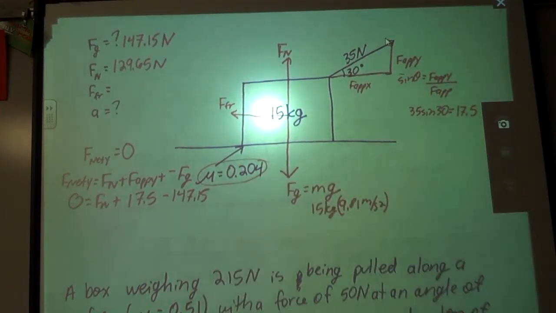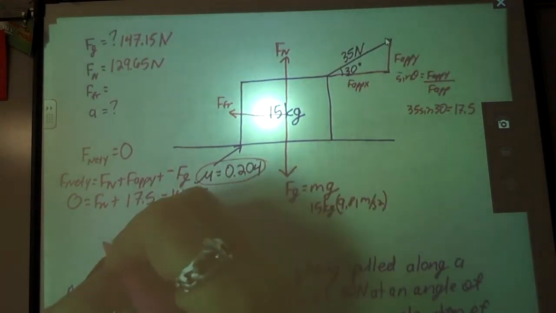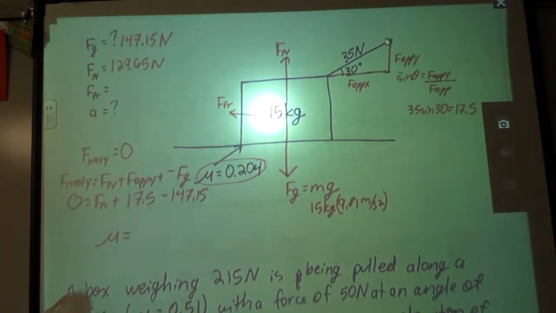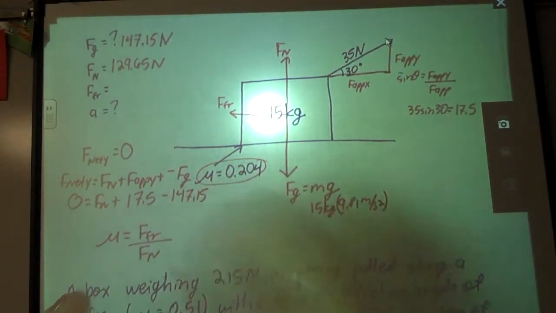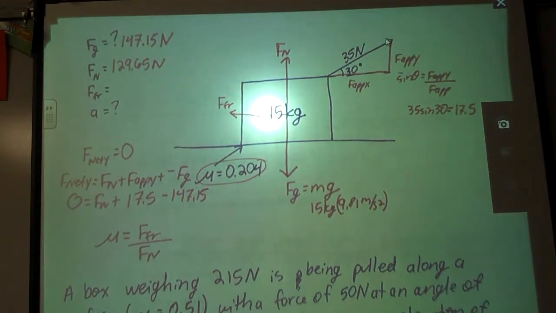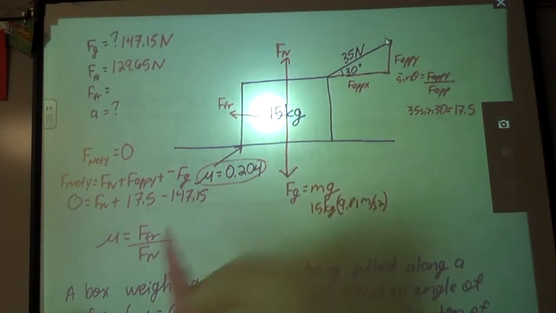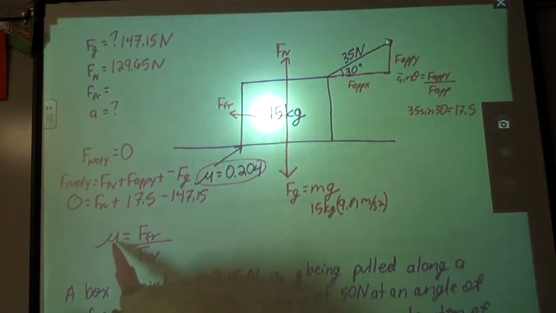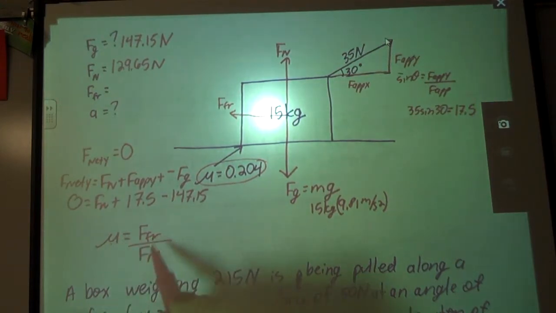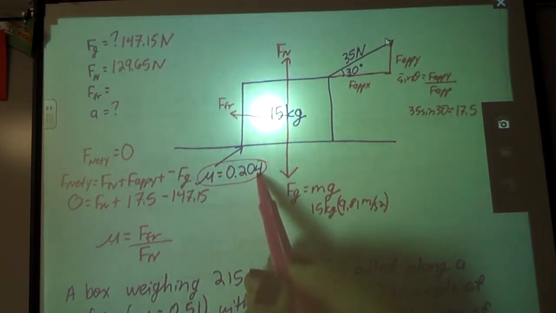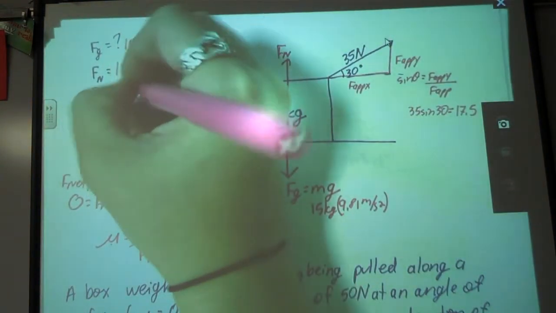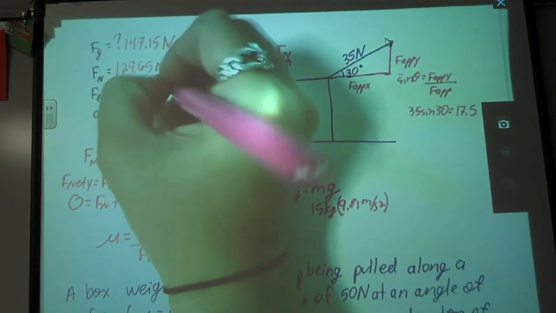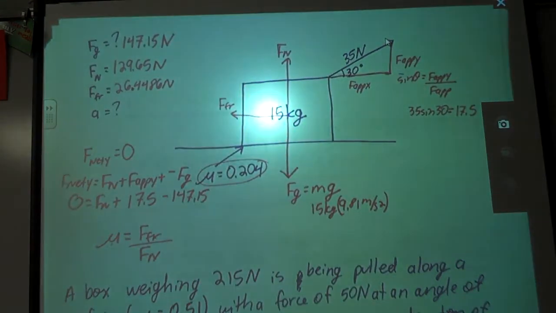This little beauty right here is what's going to help me find that friction force. Mu, the coefficient of friction, is actually a ratio between the friction force and the normal force. Since I know the normal force and the coefficient of friction, I can find my friction force. So force normal times my mu is going to give me my friction force. So that's 0.204 times 129.65, which gives me just under 26 and a half.